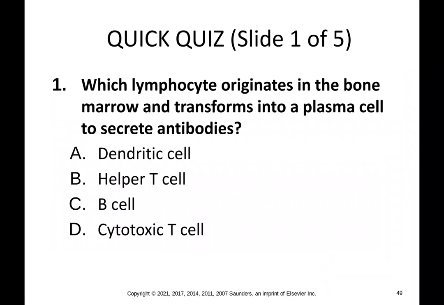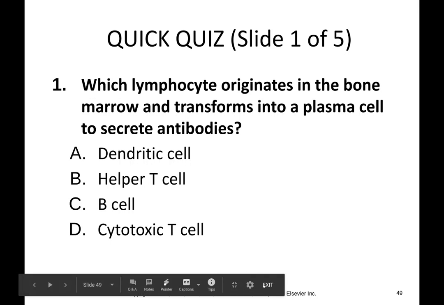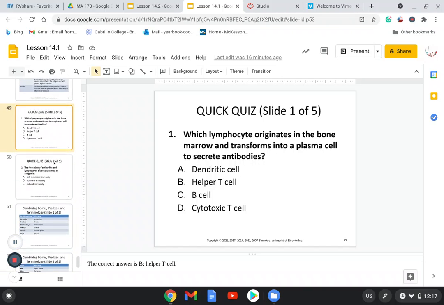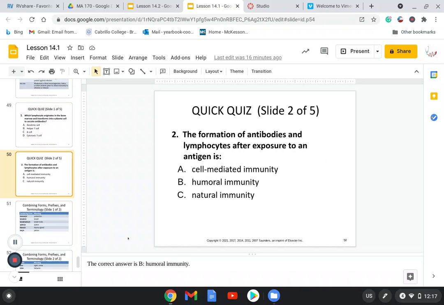So, quick quiz. Which lymphocyte originates in the bone marrow and transforms into a plasma cell to secrete antibodies? Does anybody remember? It is B, the helper T cell. The formation of antibodies in lymphocytes after exposure to an antigen is B, humoral immunity.